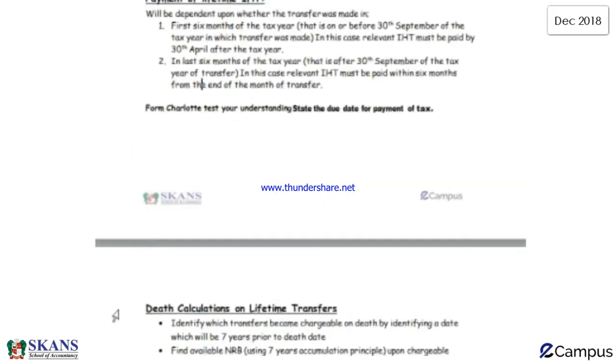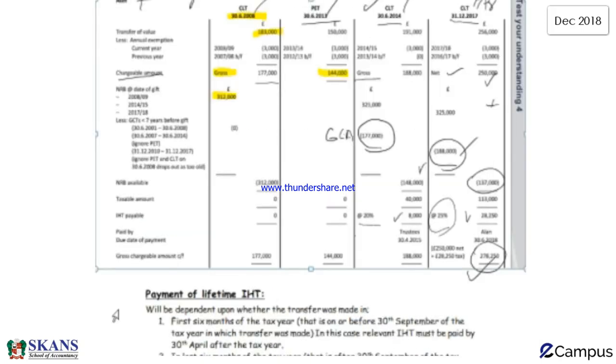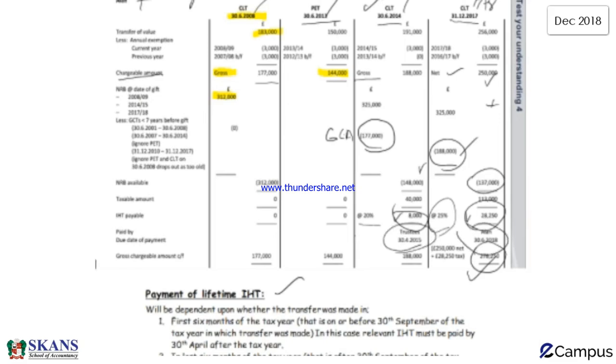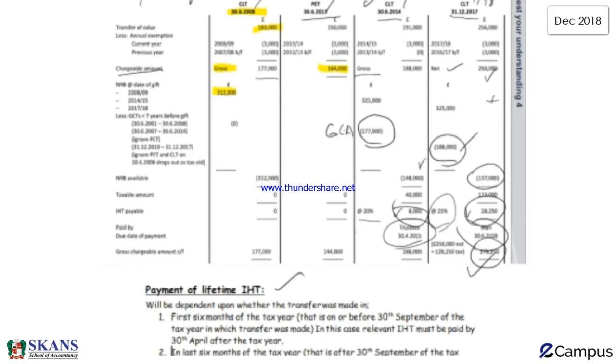I've written the payment dates of the taxes you have just calculated during lifetime, the taxes which you calculated on the CLTs, 8,000 and 28,250. If you want to know the payment dates, I have written them over here, so you can read them up and apply them.